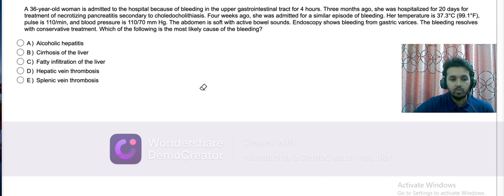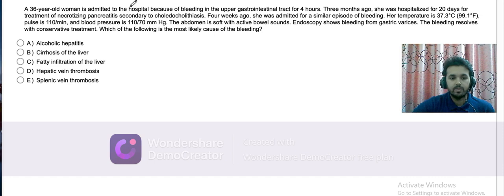A 36-year-old woman is admitted to the hospital because of bleeding in the upper GI tract for 4 hours. 3 months ago, she was hospitalized for 20 days for treatment of necrotizing pancreatitis secondary to cholelithiasis. 4 weeks ago, she was admitted for a similar episode of bleeding. Her temperature is 37.3 degrees Celsius, pulse is 110, so tachycardic, blood pressure is 110 by 70. The abdomen is soft with active bowel sounds. Endoscopy shows bleeding from gastric varices.